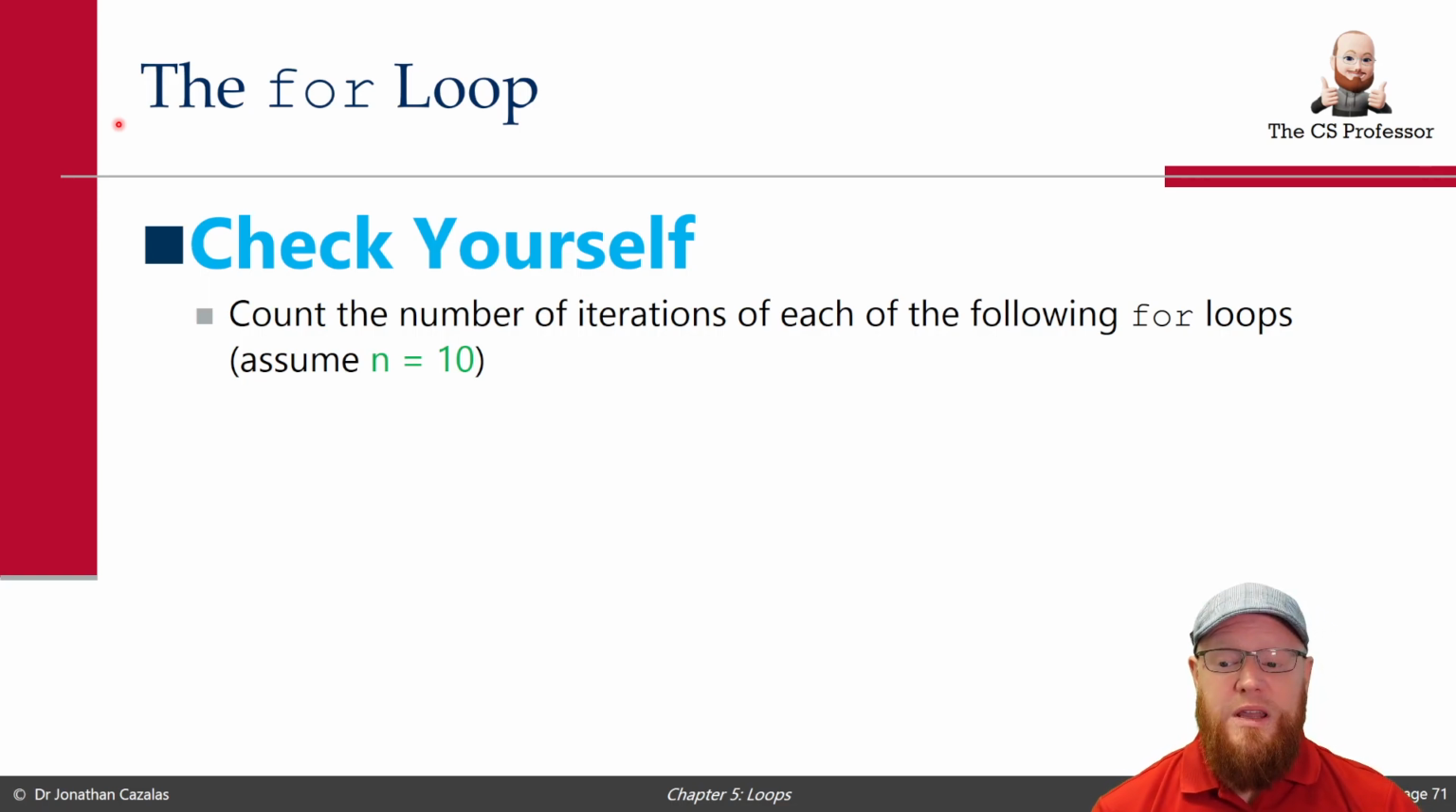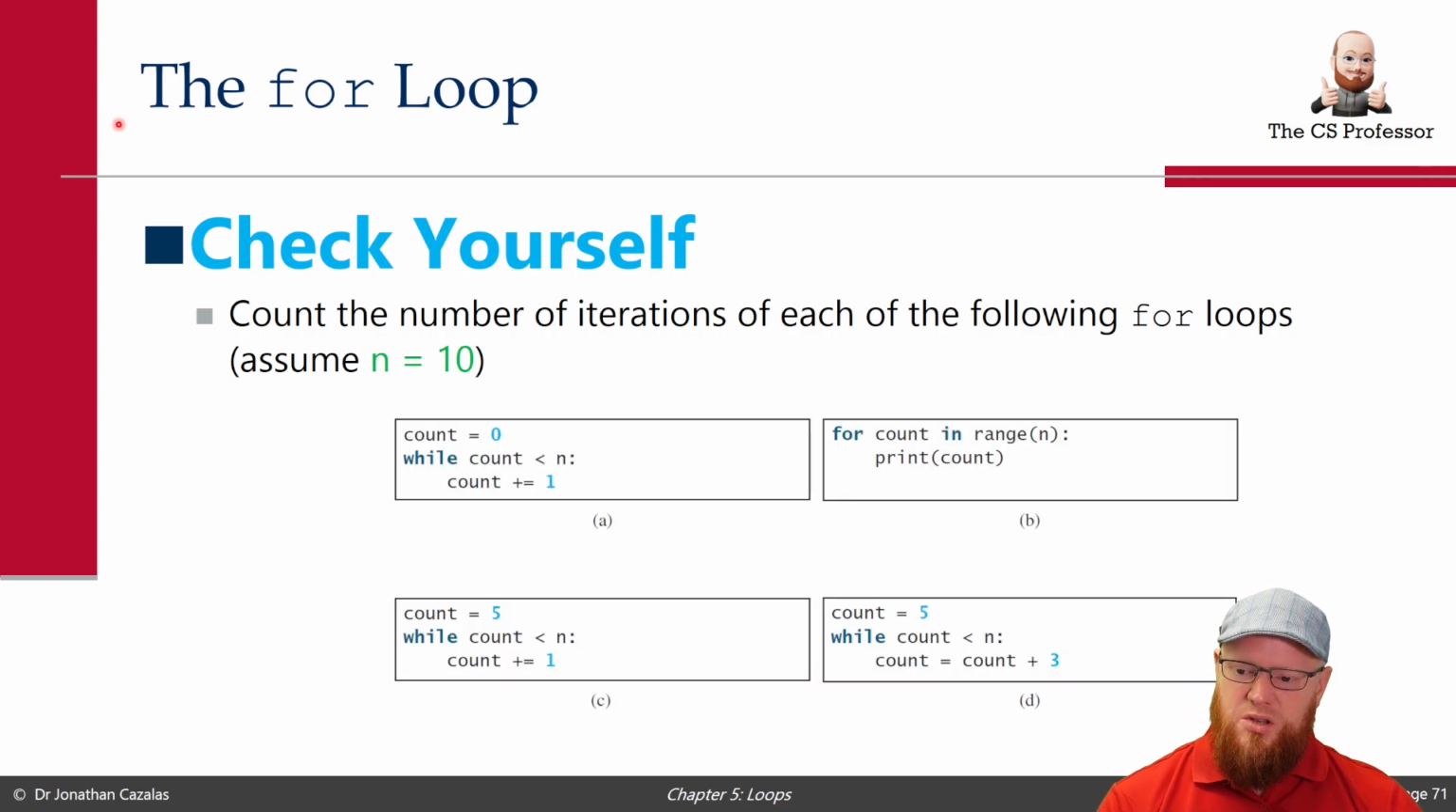Count the number of iterations of each of these loops. Assume n is 10. So here we have count is 0. While count is less than 10, count plus equals 1. We can see that we're going to have 10 iterations here because we're incrementing each time, starting at 0 to less than 10, we have 10 iterations. Look at B now. For count in range 10, this will also be 10 iterations from 0 all the way through 9.